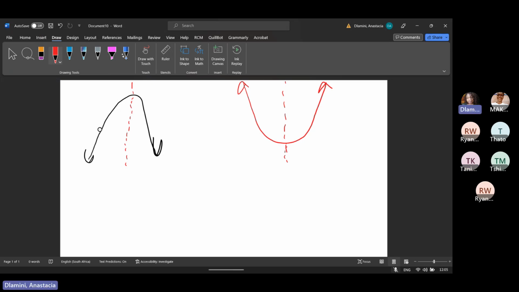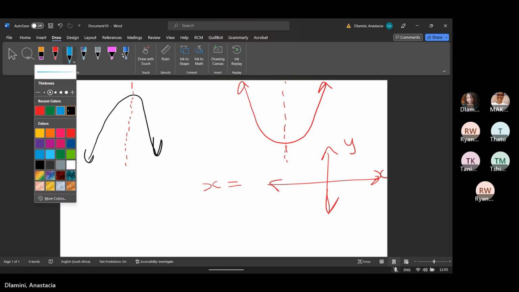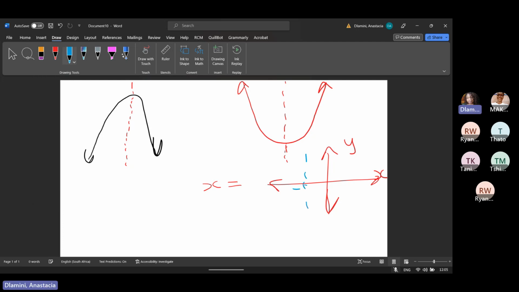Guys, are you still there? Yes, ma'am. That line, remember a vertical line will be represented by what? By x equals to something. Any line in a Cartesian plane, if it cuts here like this, let's say at -2, will be x equals -2. So our line of symmetry is a value of x, so it will be x equals to something.